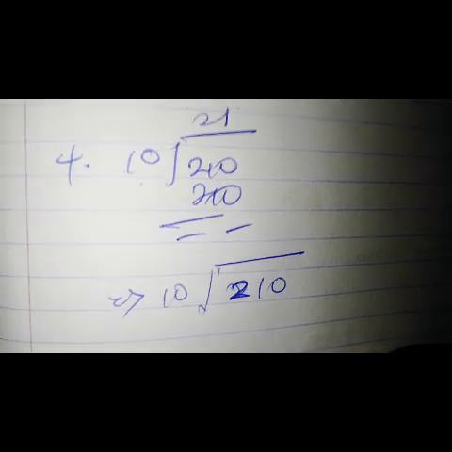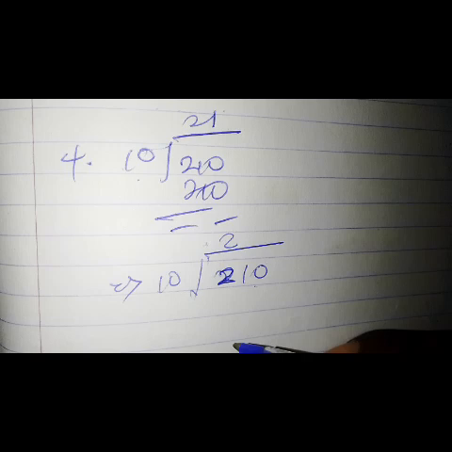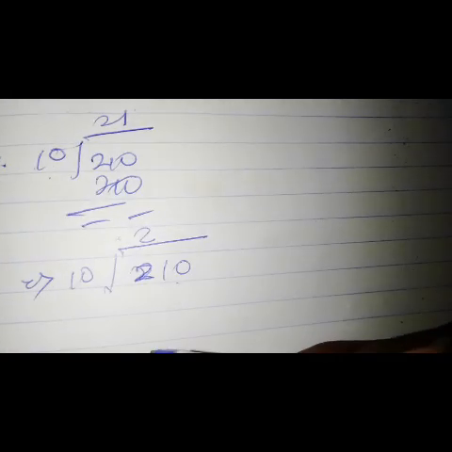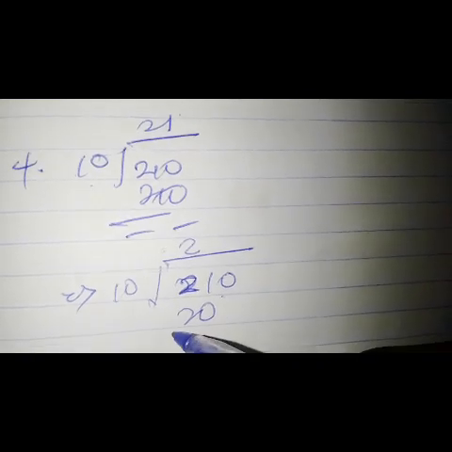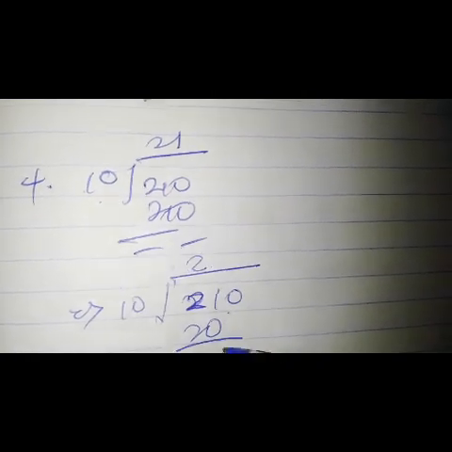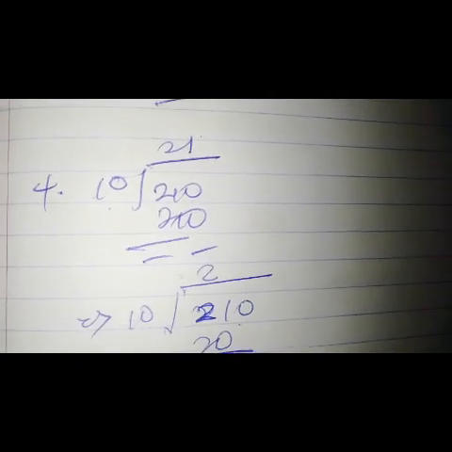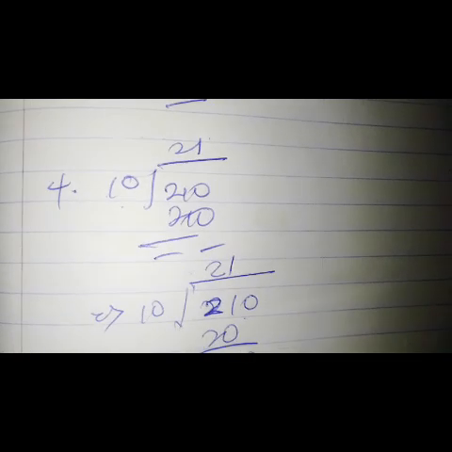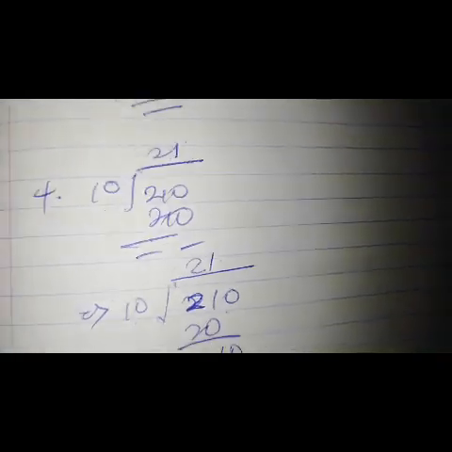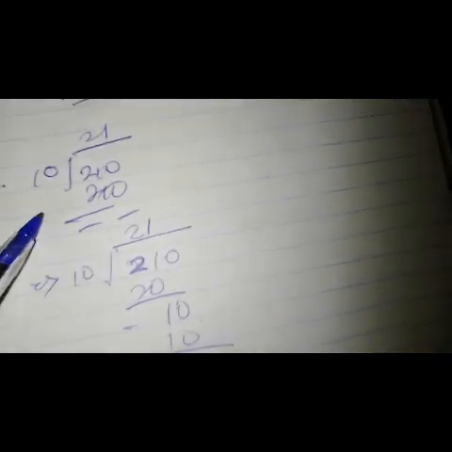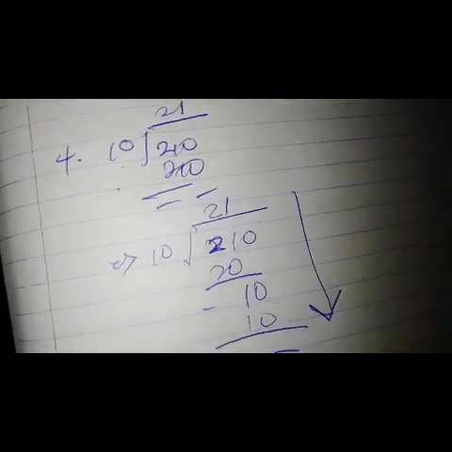So for this one, how many times will 10 go into 21? 2 times, and 2 times 10 is 20. So this one is 21. This one will drop 10 here. So 10 times what will give you 10? 10 times 1. So here 10 1 10. That is it. So that is the shortest part, and we are doing it using the long method.